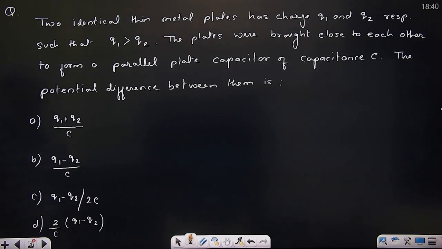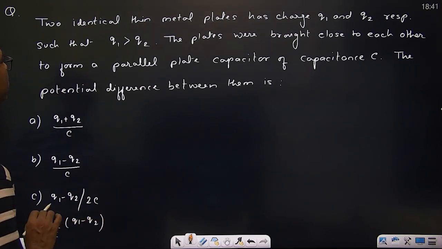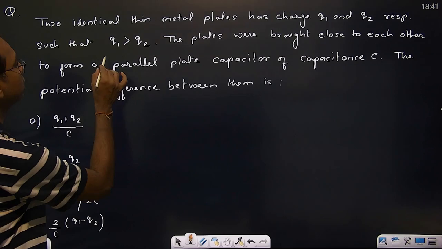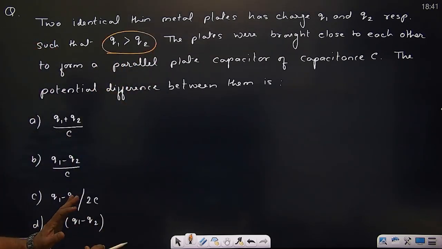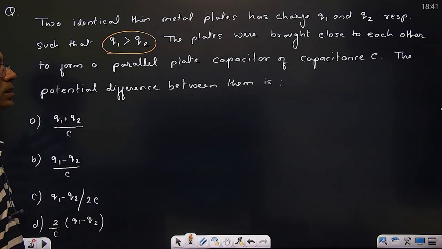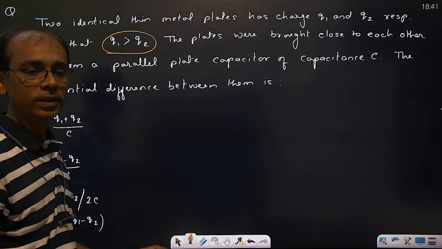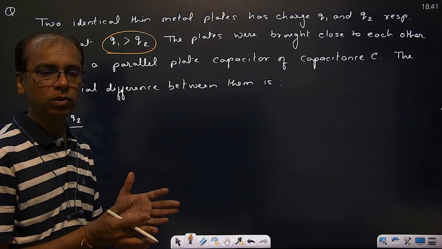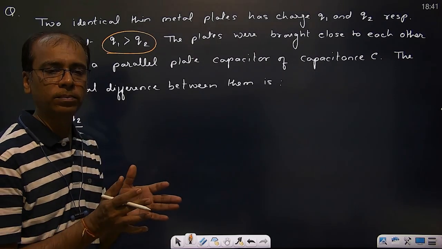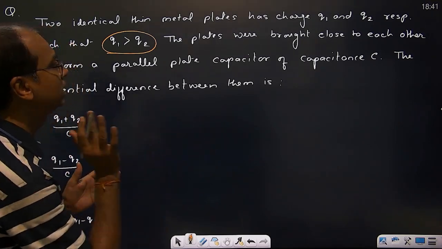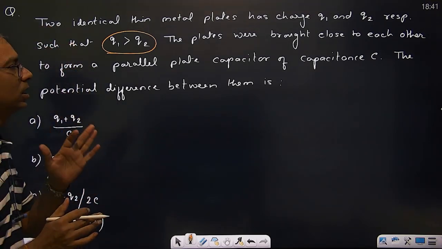Next question. Two identical thin metal plates have charges Q1 and Q2 respectively, such that Q1 is greater than Q2. The plates were brought close to each other to form a parallel plate capacitor of capacitance C. So what they are doing is, two different plates are there, one has charge Q1 and another has charge Q2. Now you are bringing them close to each other, and its capacitance is C. The potential difference between them is?